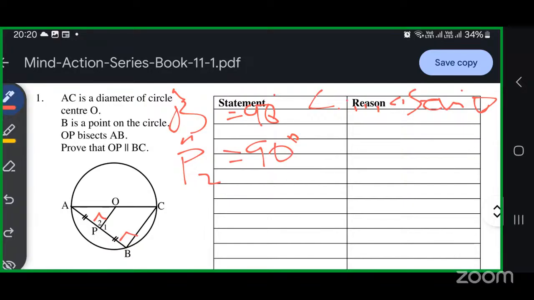Theorem 1. Yes. It says the line drawn from the center of the circle is perpendicular to the chord.